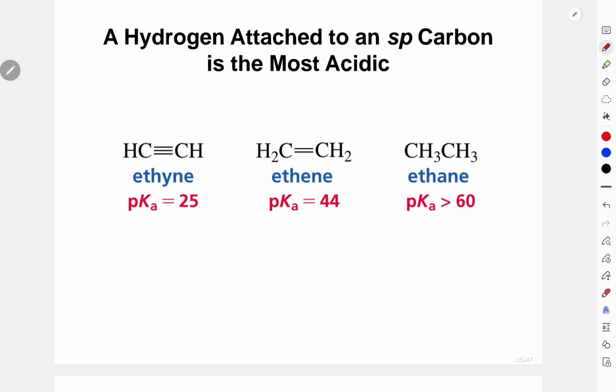These terminal CH bonds will be more acidic, the most acidic in this series, compared to ethene versus ethane. This CH bond is most acidic. The pKa of this CH bond is 25, for alkene or ethene in this case 40, and for the ethane alkane 60. It's pretty acidic because of the high s character in this carbon.